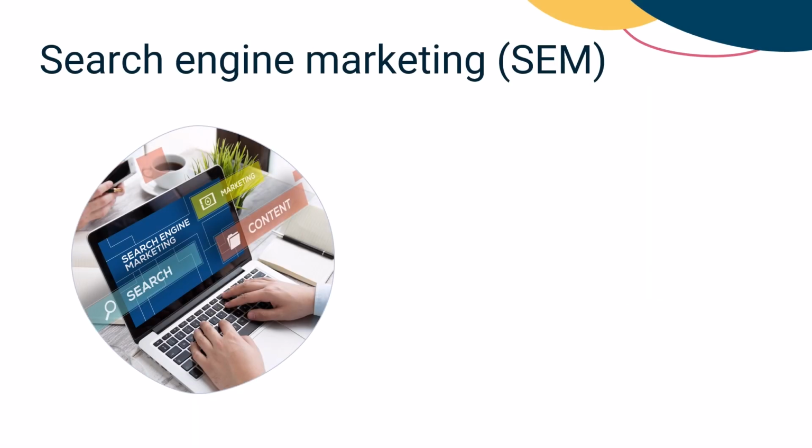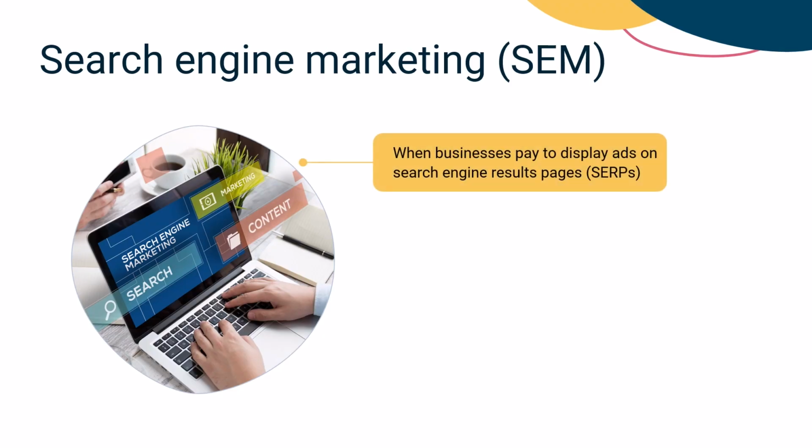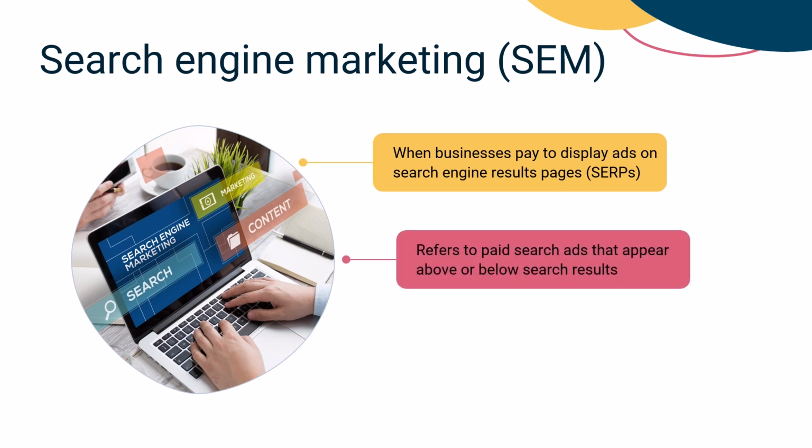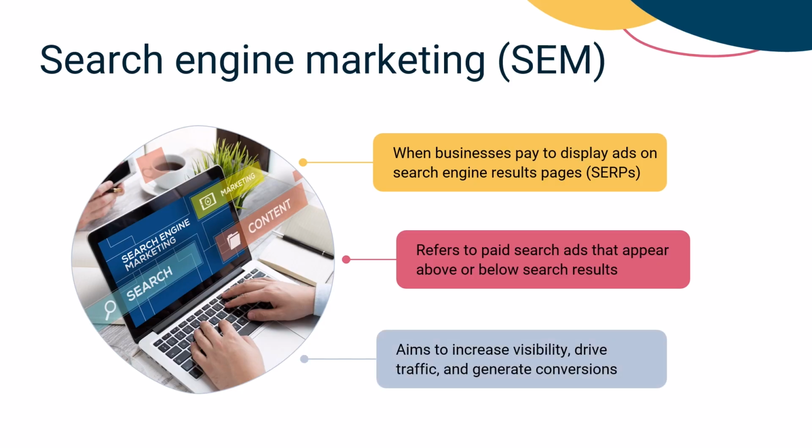Search engine marketing, or SEM, is one of the most efficient digital advertising strategies. In this strategy, businesses pay to display their ads on search engine results pages, or SERPs. SEM primarily refers to paid search ads that appear either above or below organic search results and are marked as sponsored or ad. SEM aims to increase visibility, drive traffic, and generate conversions by ensuring that businesses appear as search results when users enter relevant queries.